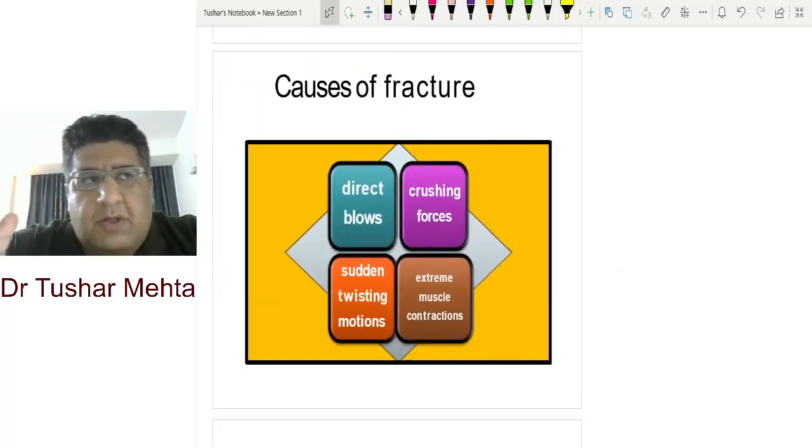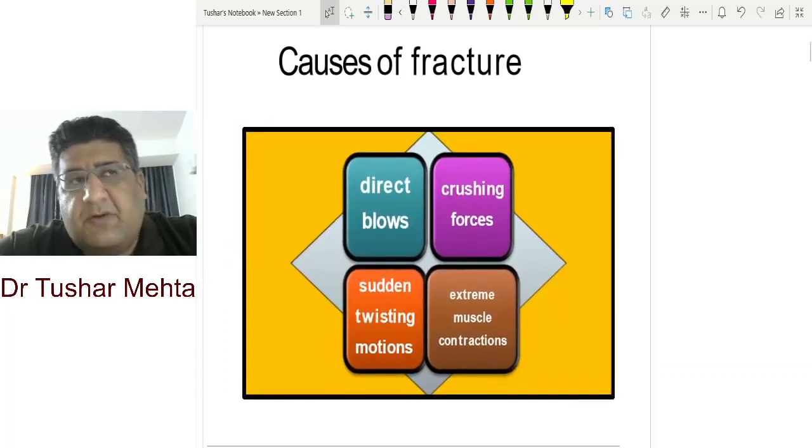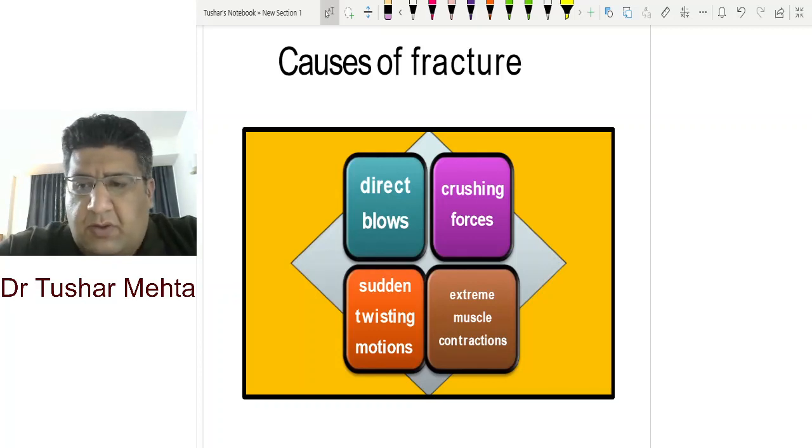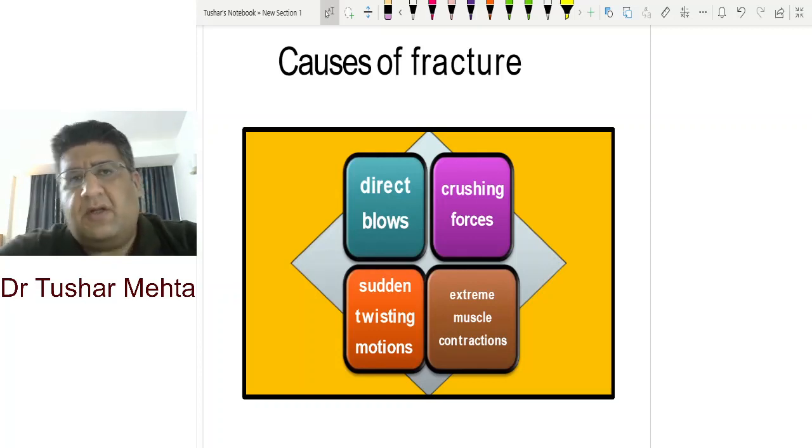Let's talk about the causes of fracture. There are different causes, out of which the first, the most common cause, is a direct trauma. That's a direct blow. Two people are fighting. One has a stick. He wants to hit the other guy with the stick. He blows the stick on the other guy. There's a direct assault. There's a direct trauma.